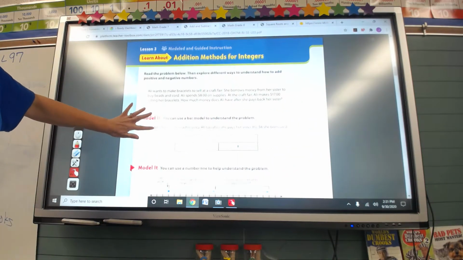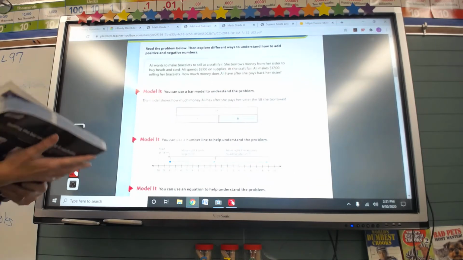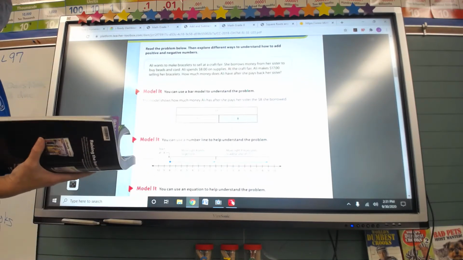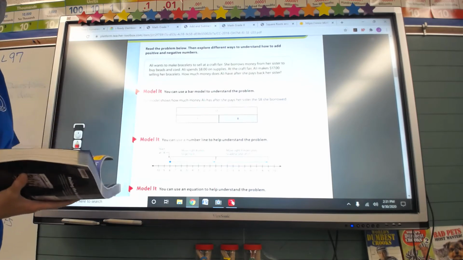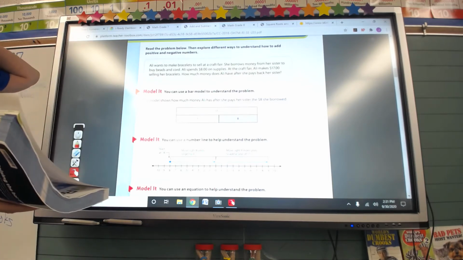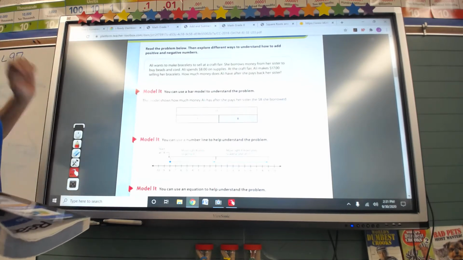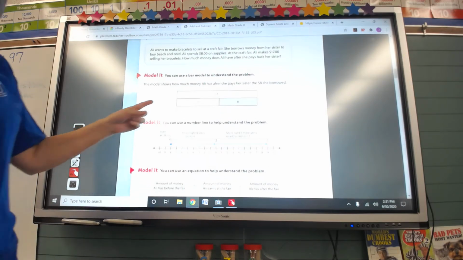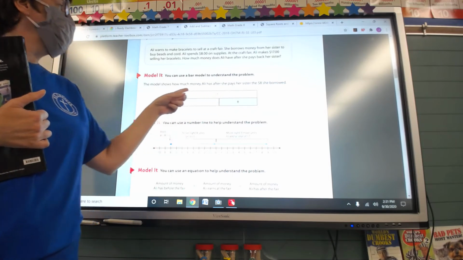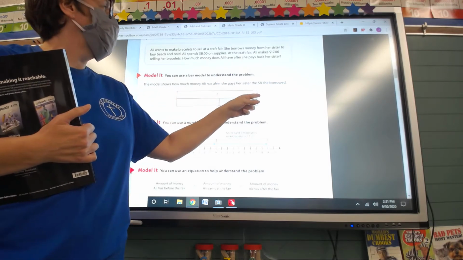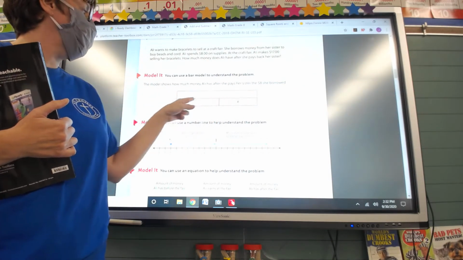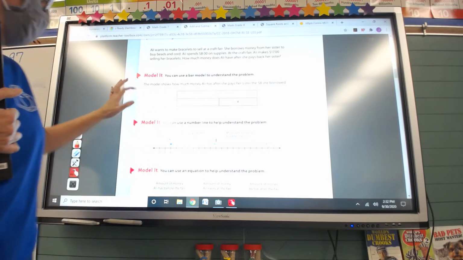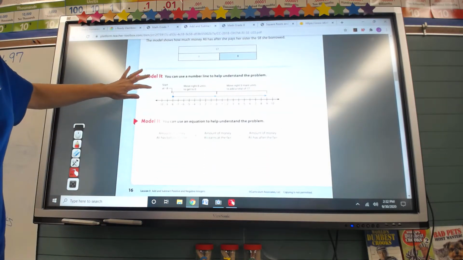Allie's making bracelets for a craft fair, and she borrows money from her sister to get started. She spends $8 on supplies, and at the craft fair, she makes $17 selling her bracelets. How much money does Allie have after she pays her sister back? So she makes $17. That's this bar. She owes her sister $8. So we're looking for this missing number. I think we could figure it out.